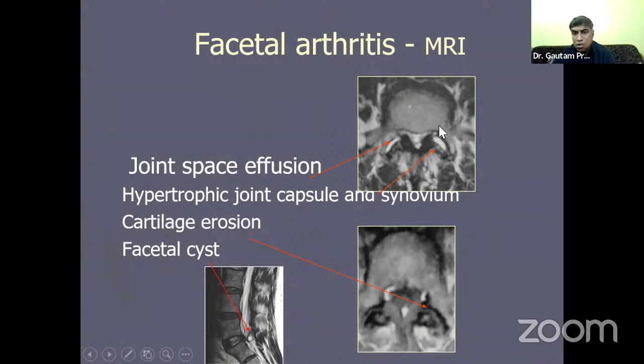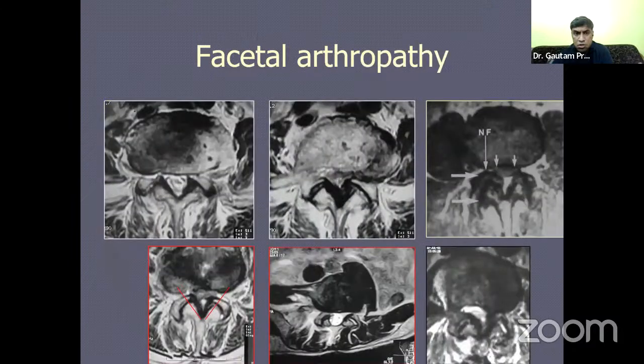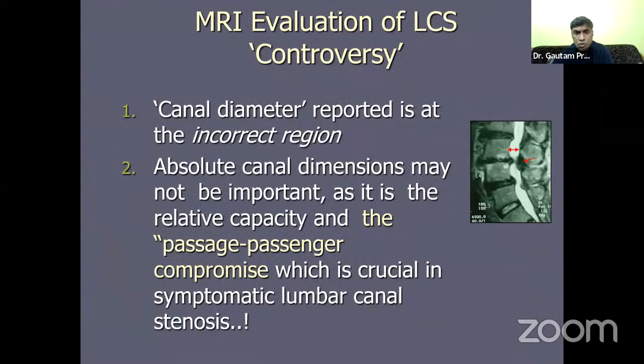This is a generalized bulge, not on any one side, so the disc is not the main culprit. The canal is being compressed, so it's typically a case of lumbar canal stenosis. Now, lower down on the left side, what we see is a facet cyst, as the arrow points out. A facet cyst develops from facetal synovitis, and there's cartilaginous degeneration, which is shown in another film. All those things have to be taken into account. Facetal arthropathy can present with one side more than the other. There can even be instability, so that has to be taken into account.